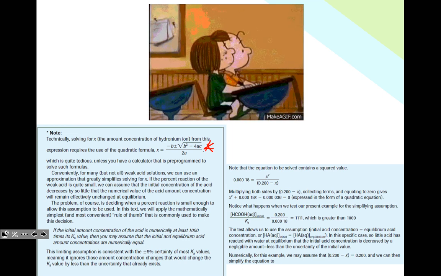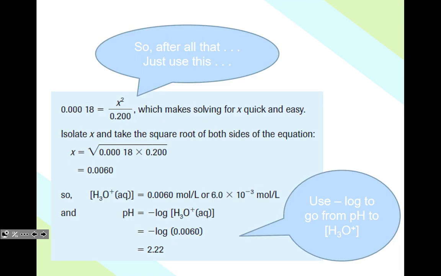But why do we do that when we can go straight to here, right? So here's that rule of 1,000. You have your Ka equal to x squared. That stays the same. But here, instead of 0.200 minus x, you just put 0.200. Now we can solve for x, no problem. You isolate x, and then you just take the square root, and you get an answer.